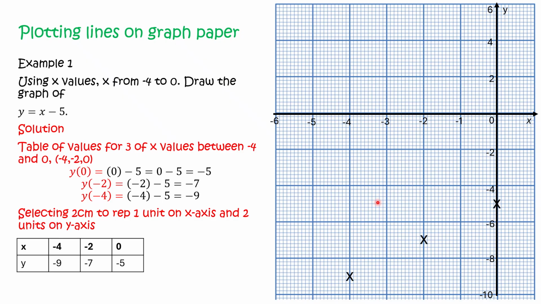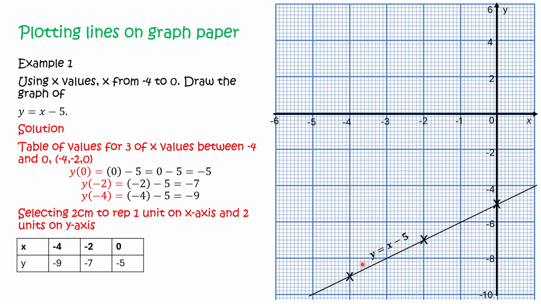Then the next thing would be to use a straight ruler. And on graphs, we use pencils. So we connect all the 3 points, place our ruler on all the 3 points, then draw with a pencil on top of these 3 points, so that we have a line coming out like that. So that would be our y is equal to x minus 5 graph.